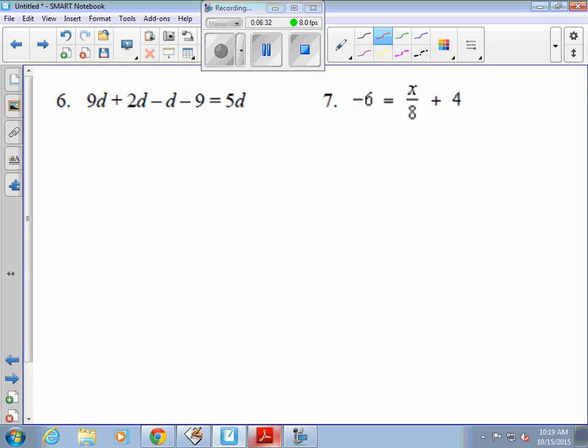Number 6, you got to do a lot of combining like terms first. 9d plus 2d minus d. So 9 plus 2 is 11, minus 1 is 10d. You still have minus 9 there, equals 5d.